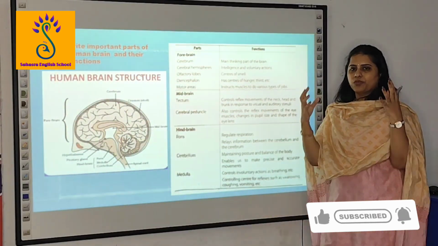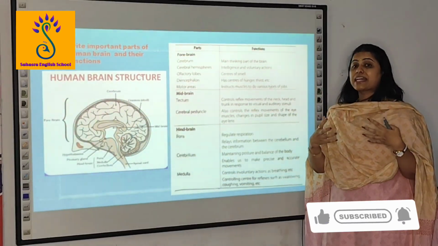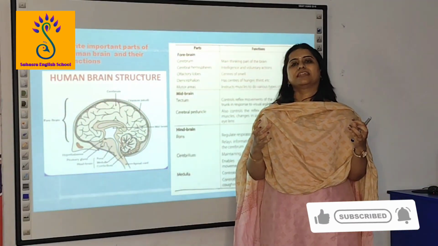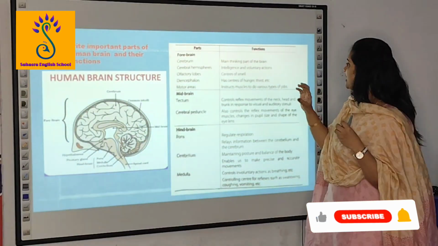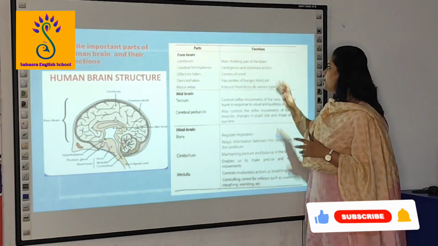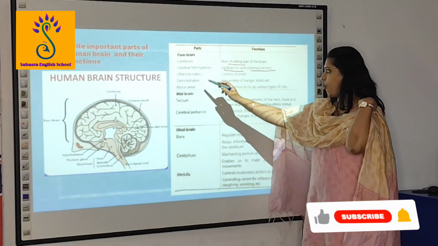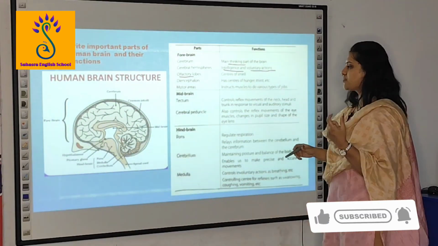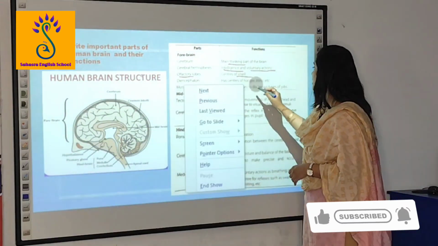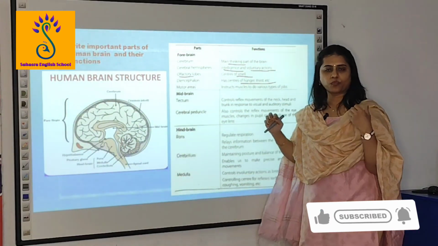Whatever you think, whatever you imagine, the motor areas are helping you to move. The speech area is present here to speak. So all these functions, intelligence, everything is present in the forebrain. These are the functions: thinking, intelligence, and voluntary actions. Olfactory lobes are the centers for smell. And diencephalon has the centers for hunger and thirst. Motor areas are for voluntary actions, the movements.